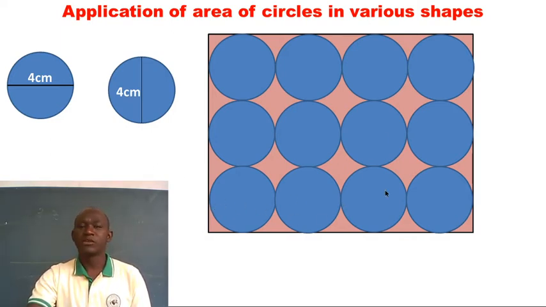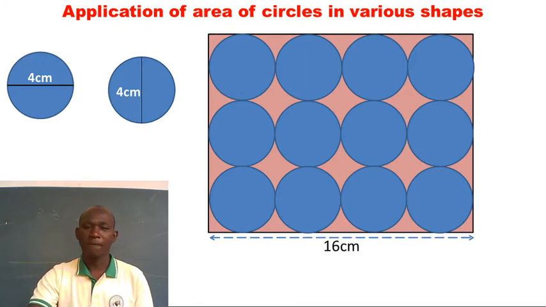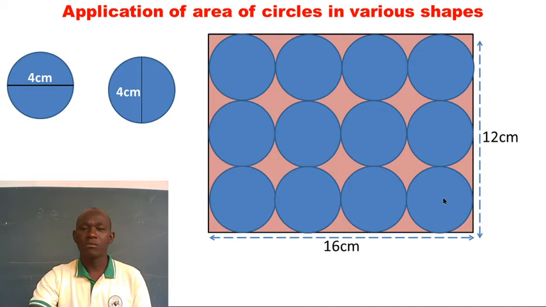How many circular objects do we have here? We have 1, 2, 3, 4, 5, 6, 7, 8, 9, 10, 11, 12. We have 12. Good. Now, remember we added 4 to 4 to 4 to 4 to come up with 16. What about the width? 4 plus 4 is giving me 8 plus 4 to give me 12.